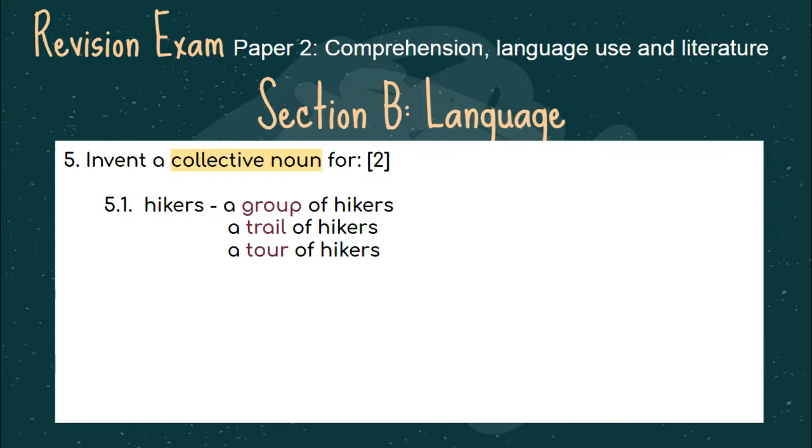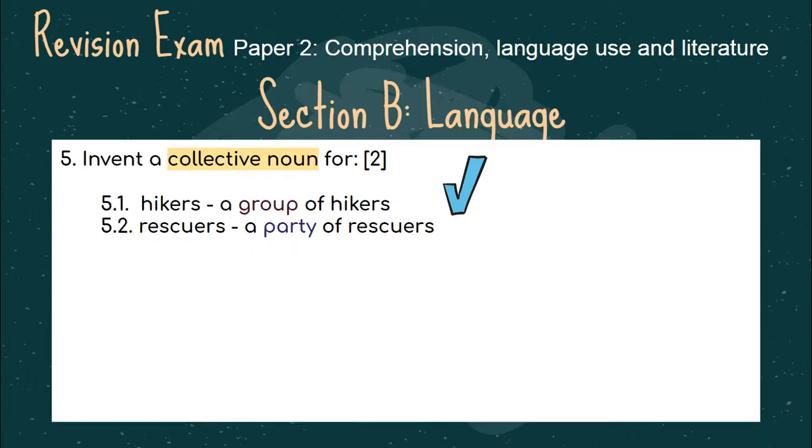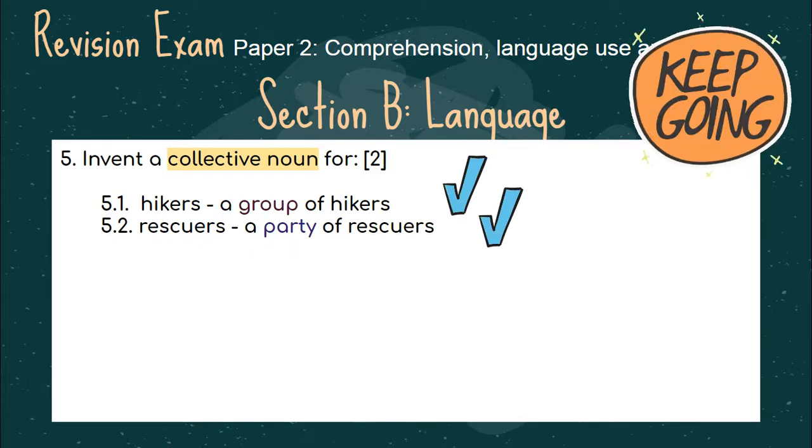See, the collective noun gives you an idea of what the group is about, what they do. All right, rescuers, you may have heard of people speaking about a party of rescuers, that's fine. A team of rescuers, anything along those lines, you can give yourself a mark for writing that. If you've just written, for example, group, I want you to write it as a little phrase, a group of hikers.